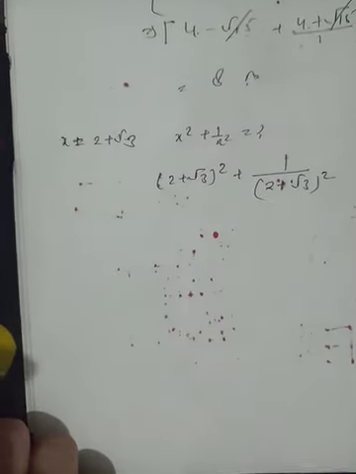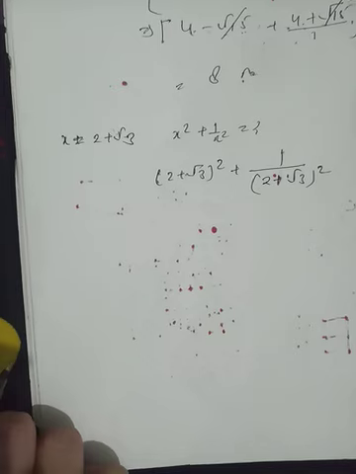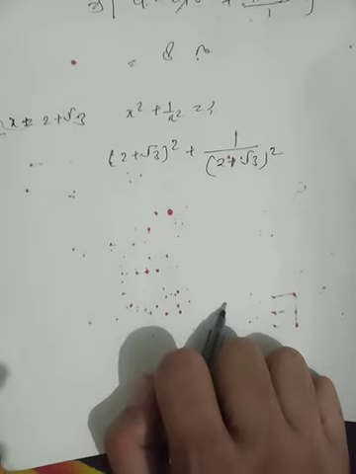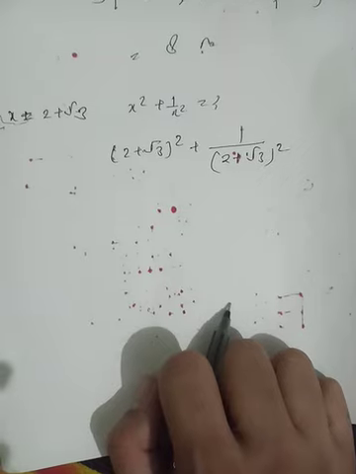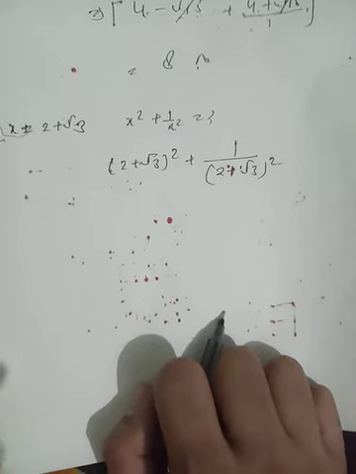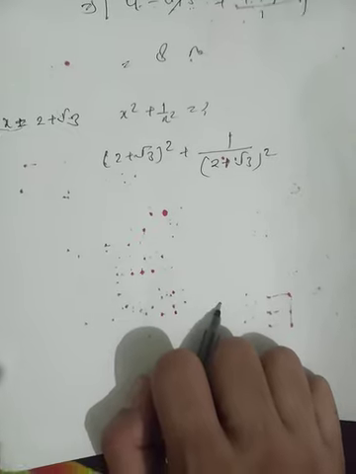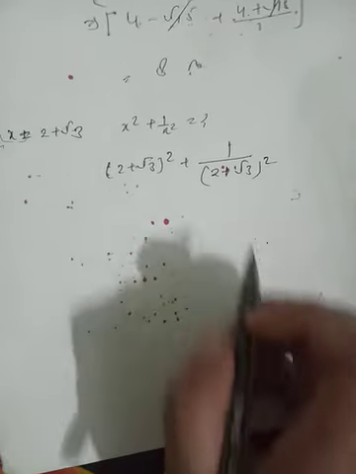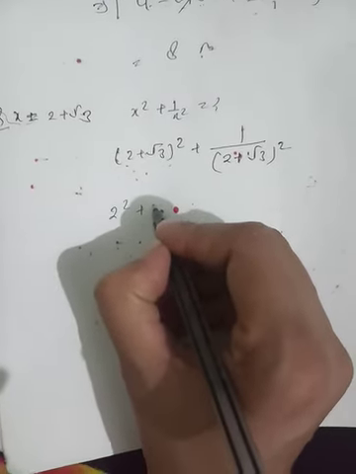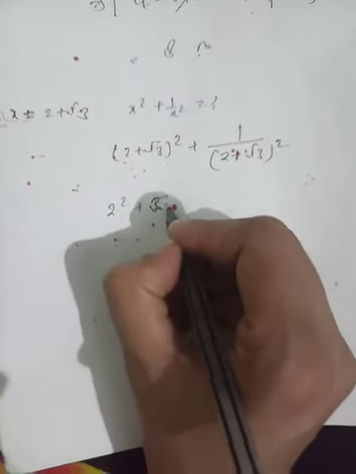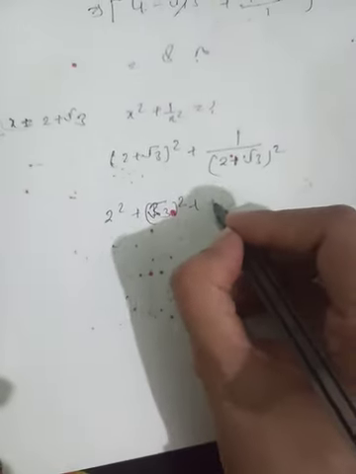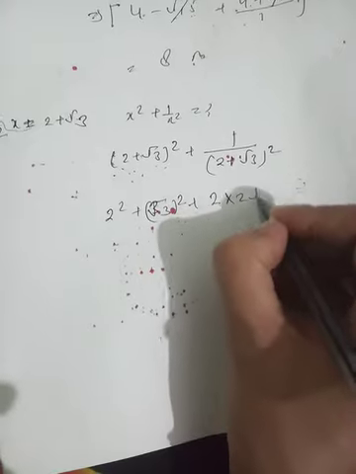The next question is: if s is equal to 2 plus root 3, find s square plus 1 by s square. Put the value of s in the expression: we get 2 plus root 3 the whole square plus 1 by 2 plus root 3 the whole square. Expand using a square plus b square plus 2ab: 2 square plus root 3 square plus 2 into 2 root 3.